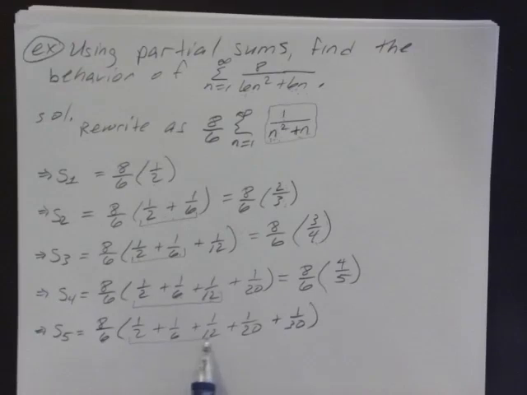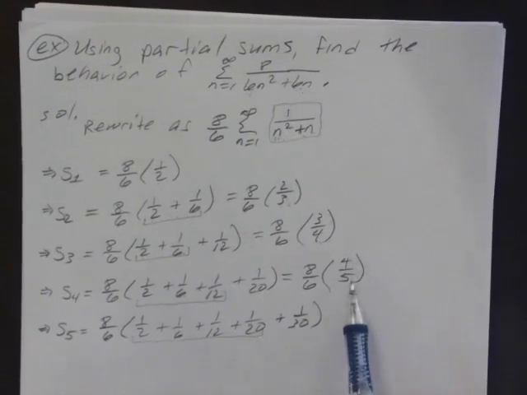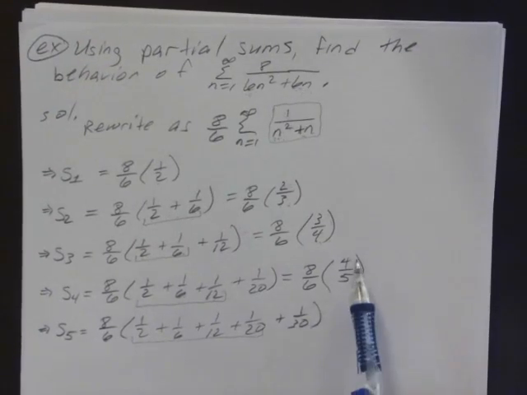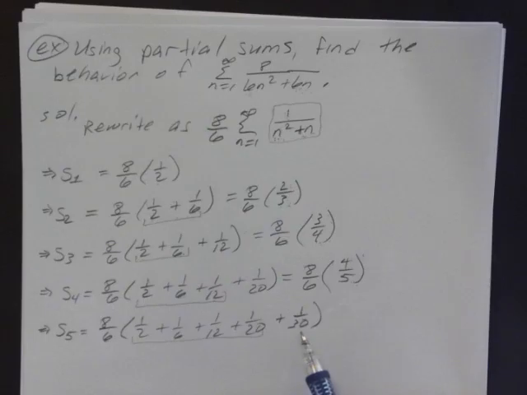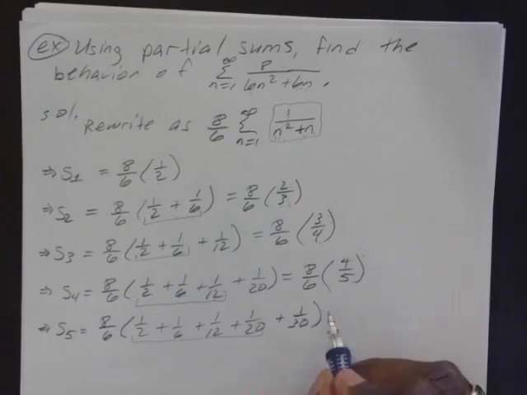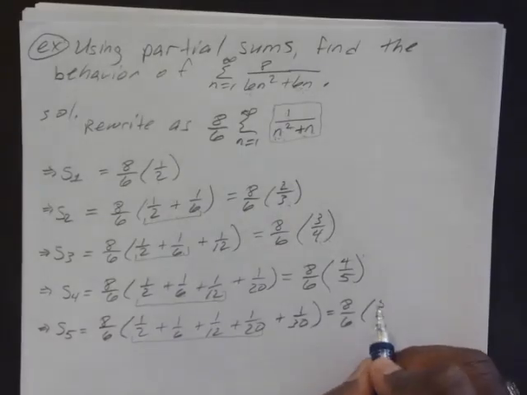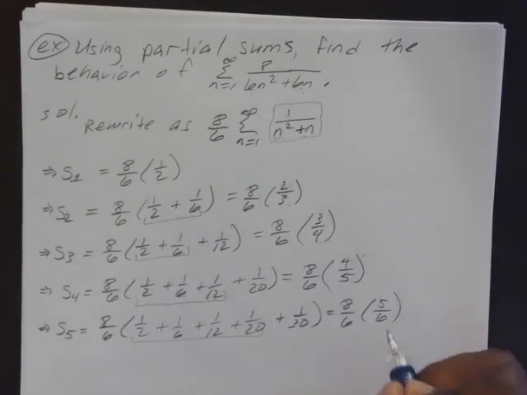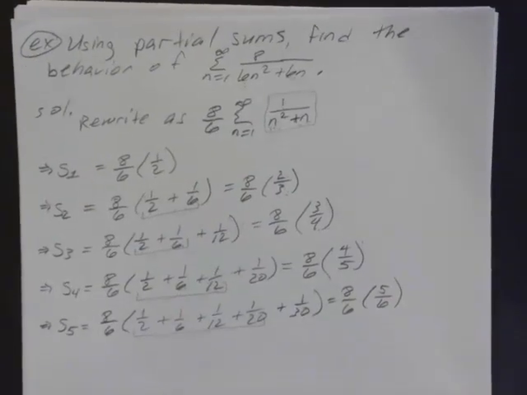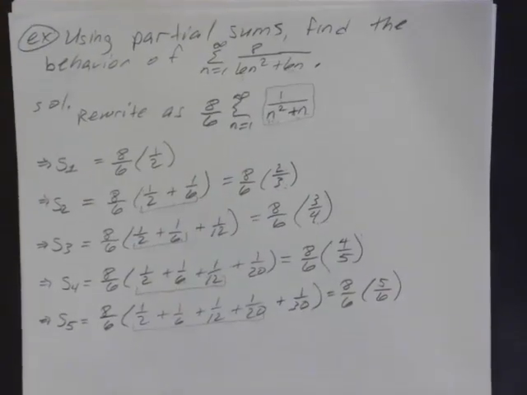Okay, so we know that these 4 add up to give us 4/5. So if we multiply this by 6/6, we get 24/30 plus 1/30 is 25/30, which we can simplify to 5/6. And it keeps on going.